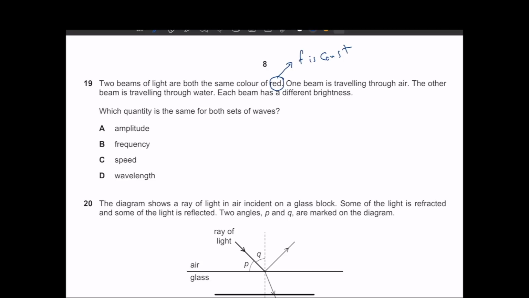The speed, I'm sure it is different because we have two different mediums. And once the speed is different, it means the wavelength should be different. But the frequency stays constant because the color cannot be changed once I change the medium. So depending on that, I'm going to choose B as my answer.